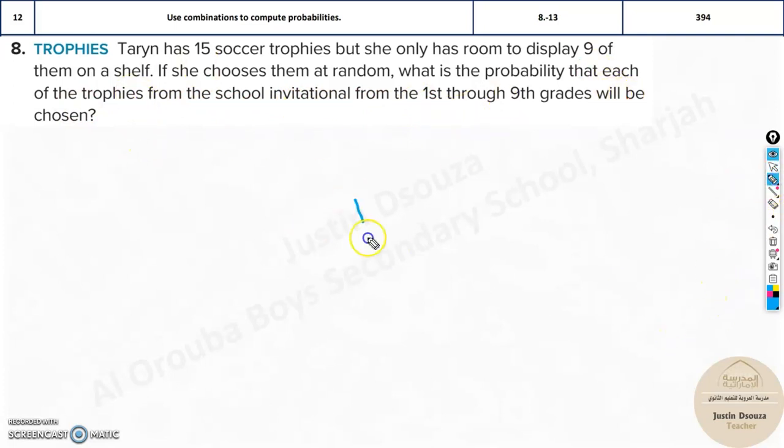So now there are a total of 15 trophies. That is n. What is your total number? That is always n. What is the selection? Selection is 9. That is r. Okay, 15 and 9. Now, what more do we know? We know there is no order, right? They have just told 1st to 9th grade. Have they mentioned the first grade must be first, 2nd grade second, something like that? No, the order is not mentioned.